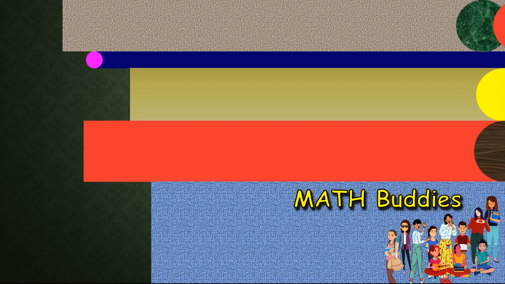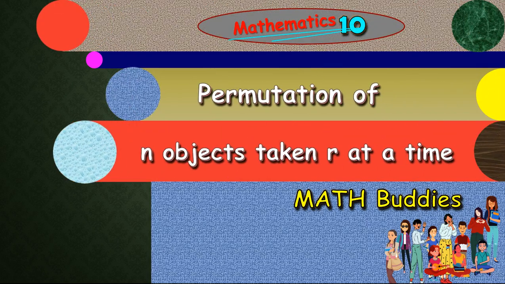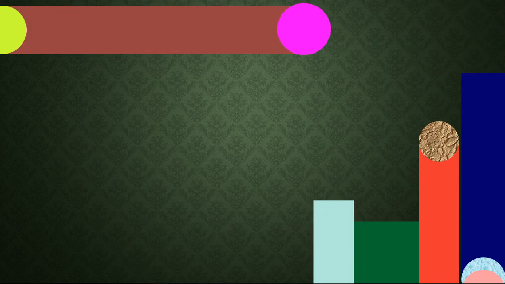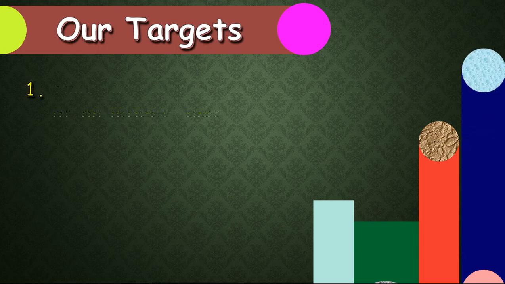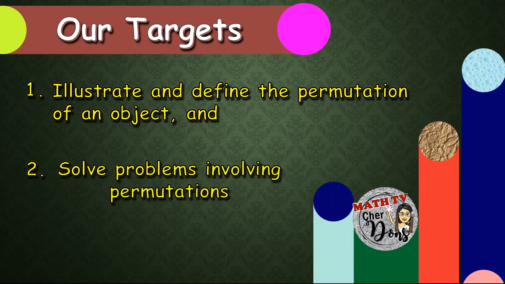Hello, math buddies. Today, we're going to learn about permutation of objects taken r at a time. I am Cherdons and welcome to Math TV. Our targets are: number 1, illustrate and define the permutation of an object, and number 2, solve problems involving permutations.